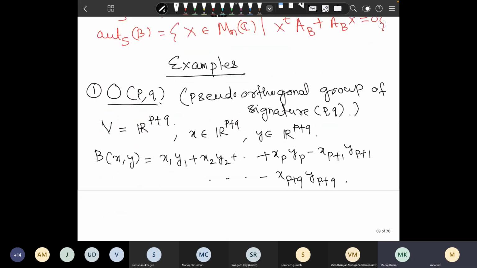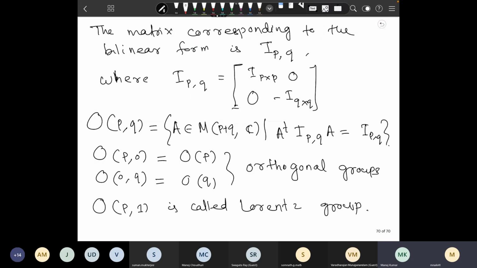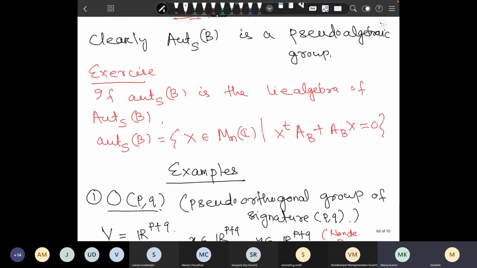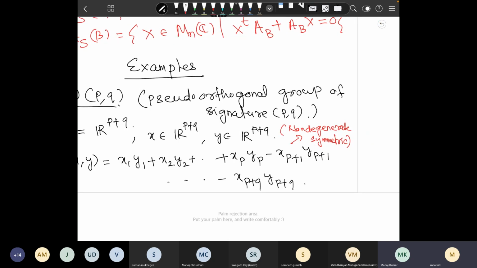And this B is, you can check, non-degenerate. Non-degenerate is clear because this matrix I_{p,q} is invertible. So it is non-degenerate and symmetric. Okay, so the first example is good.